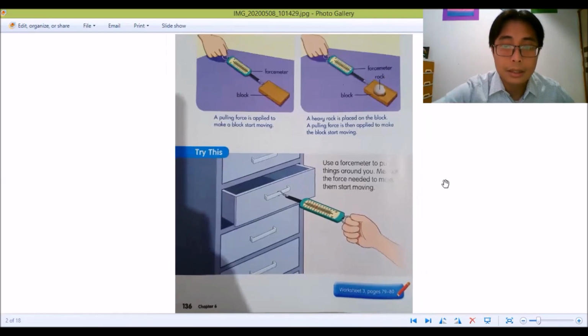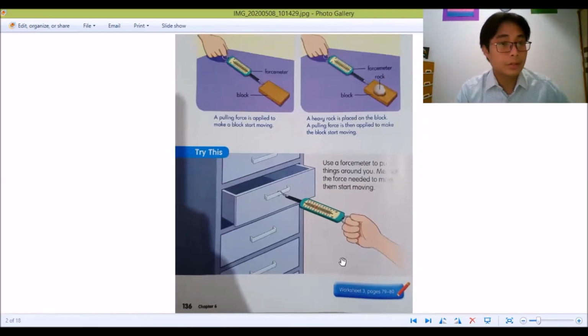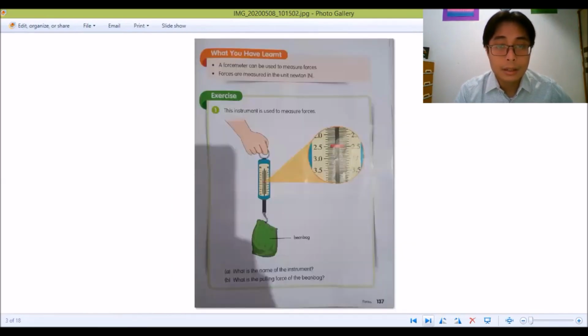Okay. So if you have this kind of tool at home, you can try it. So how much force do we need to pull this drawer? So this is the last part of this subtopic. So what we have learned here. First, force meter can be used to measure forces.